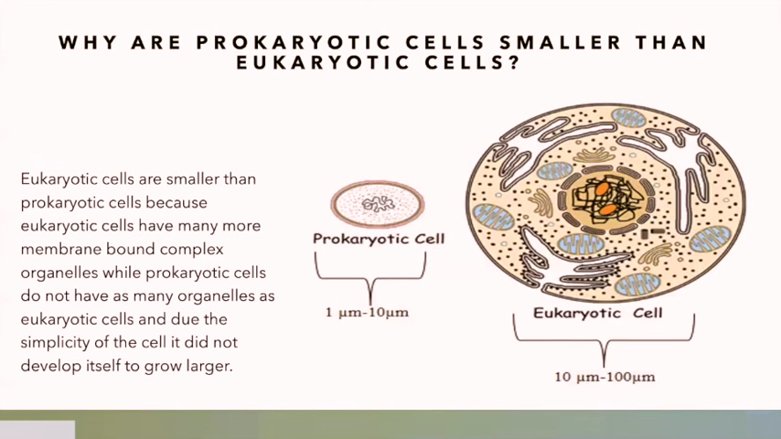Why are prokaryotic cells smaller than eukaryotic cells? Well, prokaryotic cells are smaller because eukaryotic cells have many more membrane-bound complex organelles, while prokaryotic cells do not have as many organelles as eukaryotic cells, and due to the simplicity of the cell, it did not develop itself to grow larger.